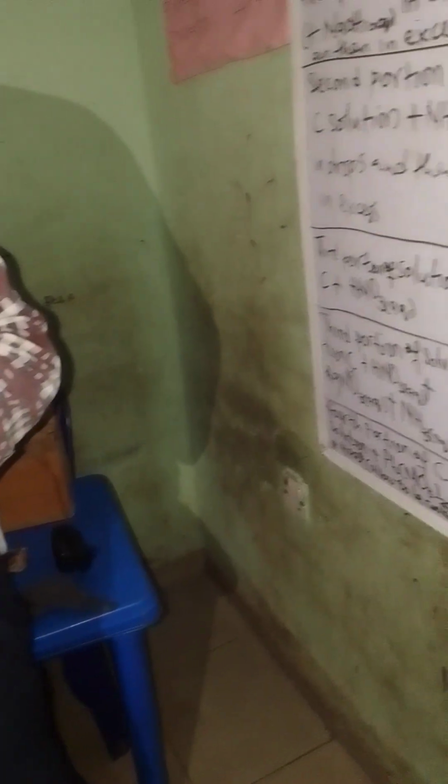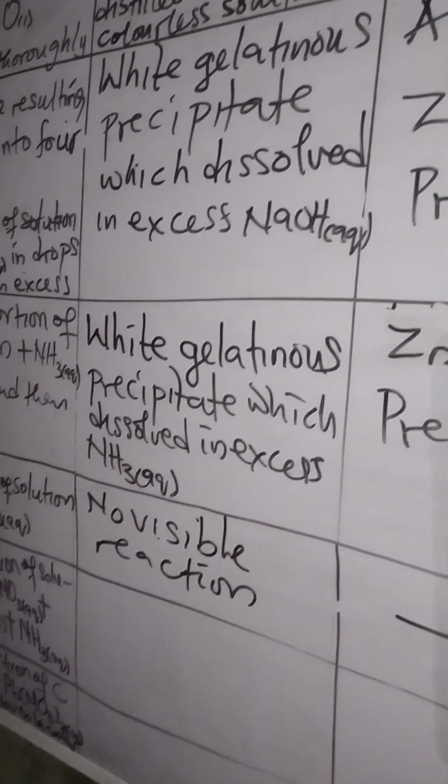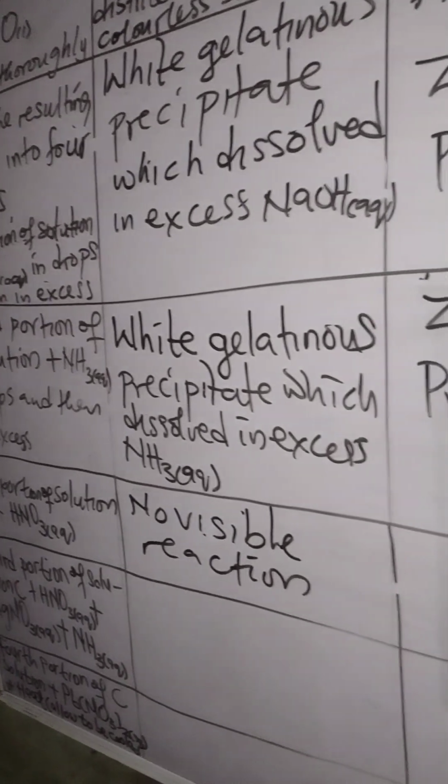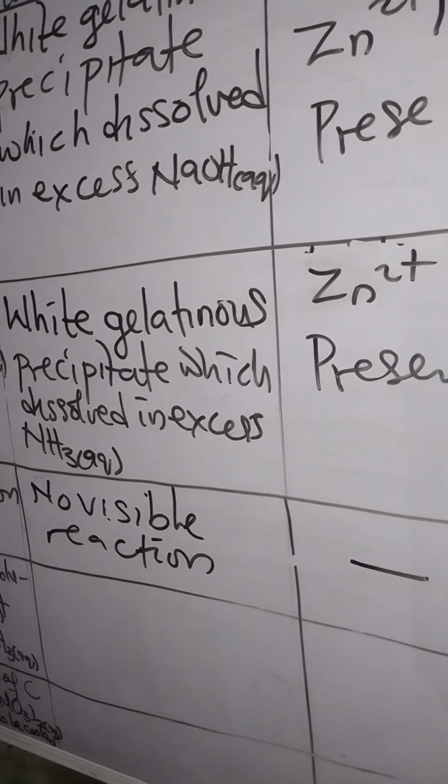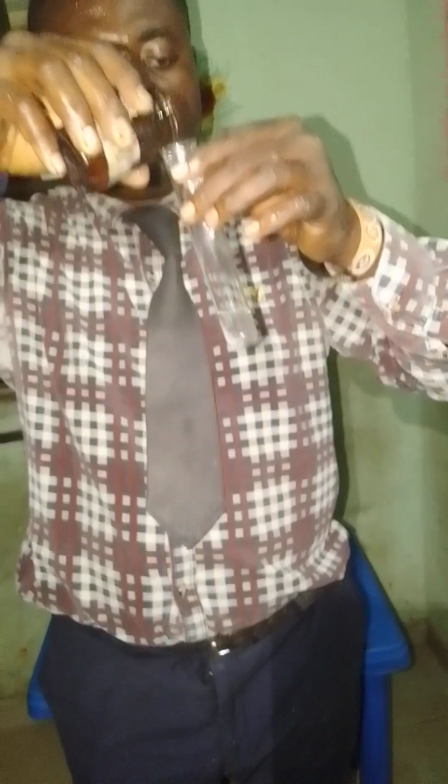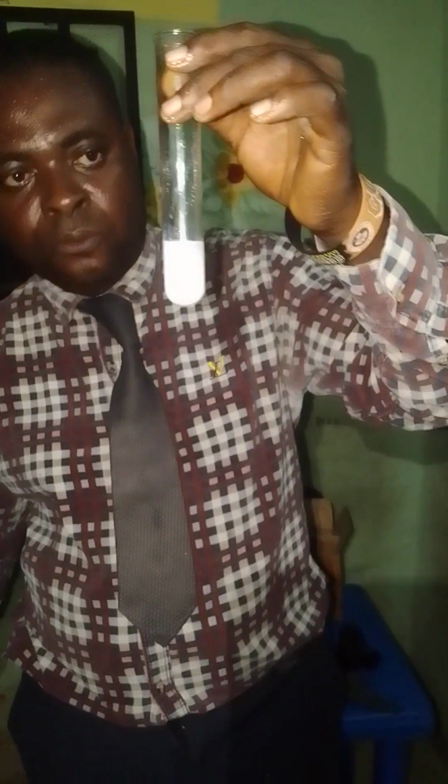You are adding AgNO3. AgNO3 is always kept inside a dark bottle, because if not, when exposed to light, a photochemical reaction will take place and silver metal will be formed. So what do you notice? A white precipitate of silver chloride has been formed.